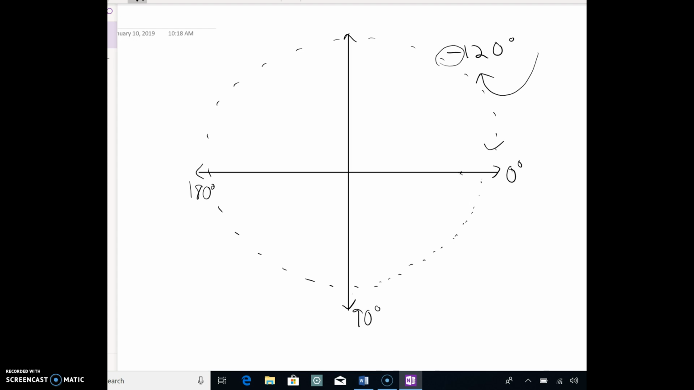So we travel 0 degrees, negative 90, and negative 180. Notice that negative 120 is in between negative 90 and negative 180. So when we sketch the angle, it's going to be over here in the third quadrant.